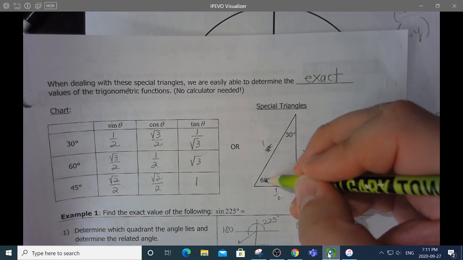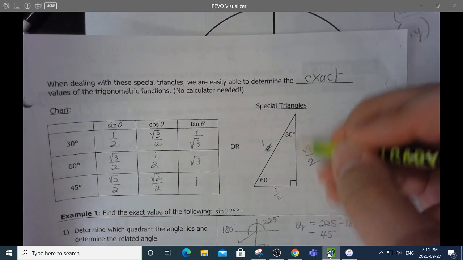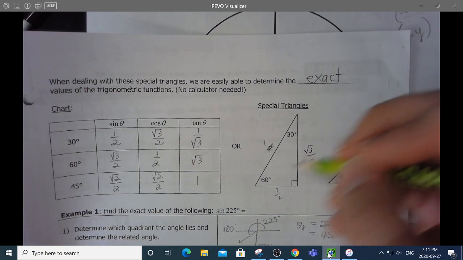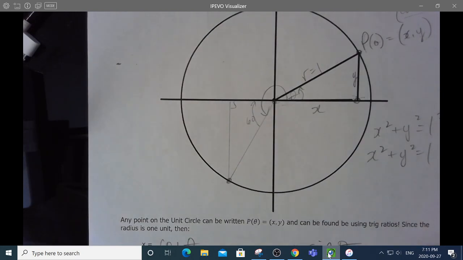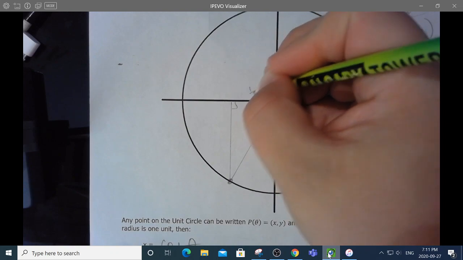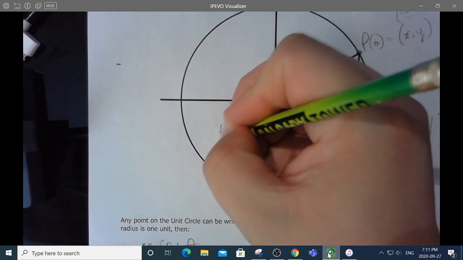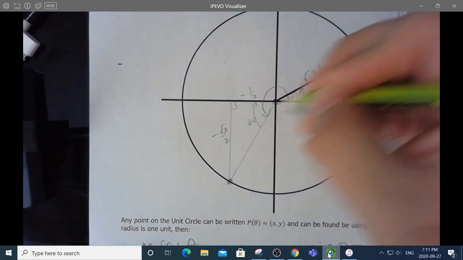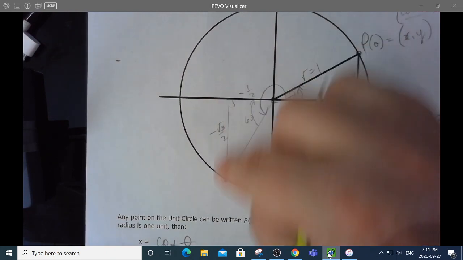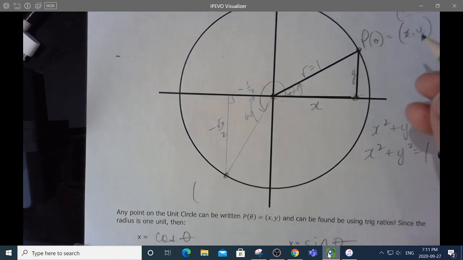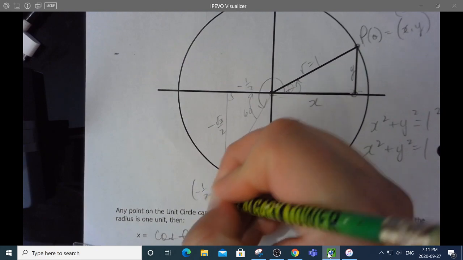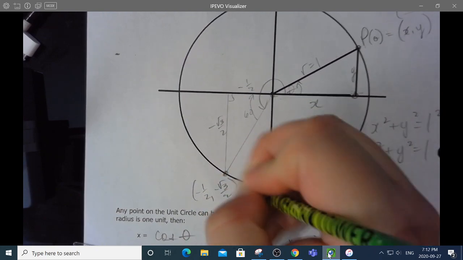So for a 60 degree angle, the long leg is root 3 over 2, and the short leg's a 1/2. So the short leg here is a 1/2, the long leg is root 3 over 2, but both of those numbers are negative because I'm in the quadrant where x is negative and y is negative. So this coordinate is negative 1/2, negative root 3 over 2.